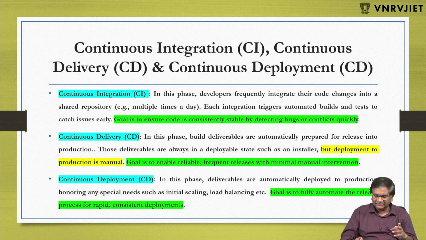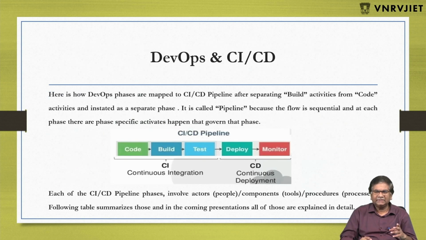So this is how it happens, right? So this is what CI/CD is. Now let's look at it from the CI/CD perspective, how these 5 steps in DevOps work. That's what we are going to see. Here is how DevOps phases are mapped to the CI/CD pipeline after separating build actions from code activities and instating it as a special and separate phase, right?